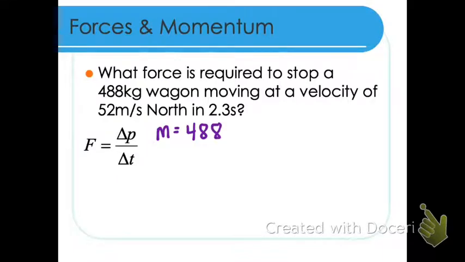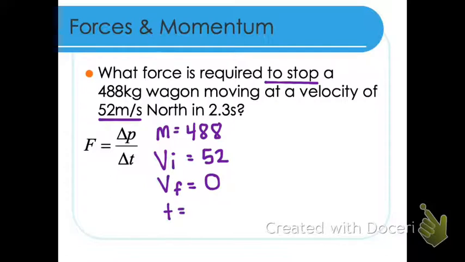We have the, what's 52 here? Velocity. And its velocity what? Initial. Because it comes to a stop, our velocity final is 0. Okay, and then we were also given time. So I have everything I need to be able to solve for my change in momentum, right?